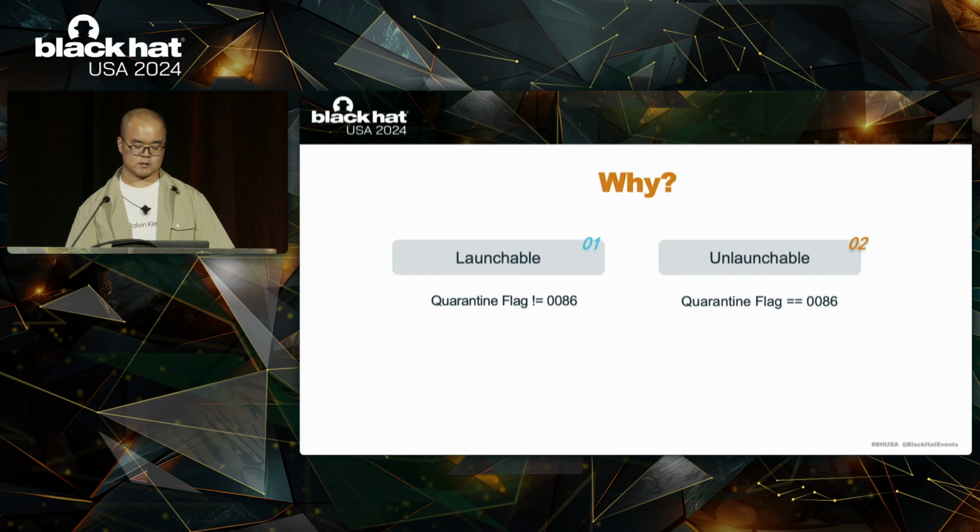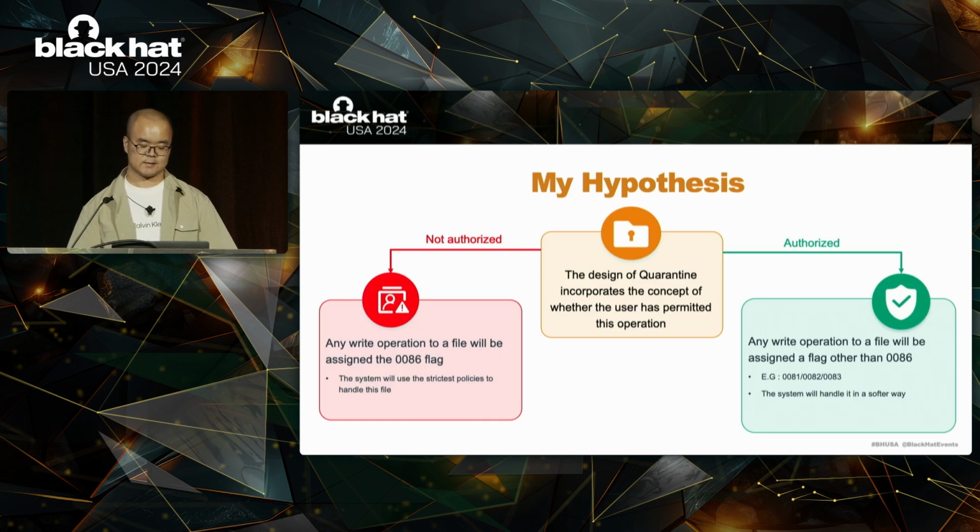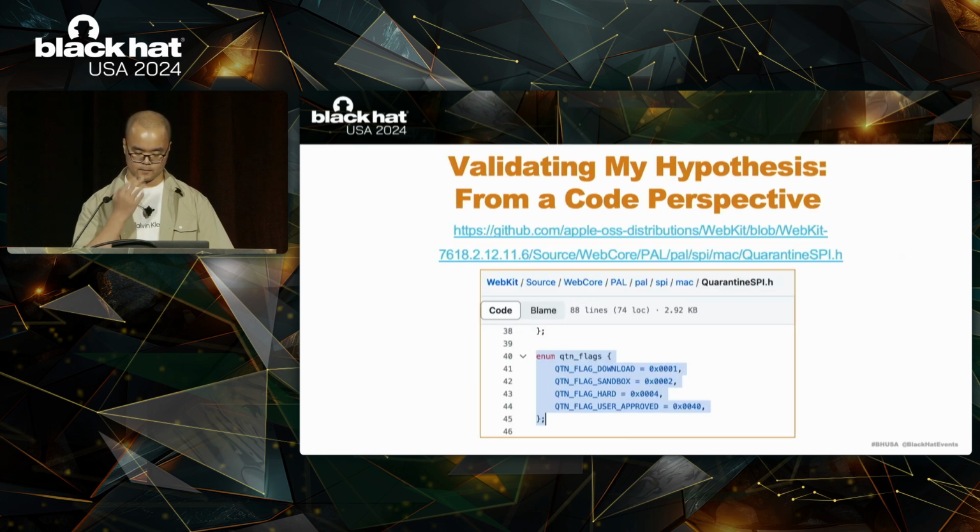If the quarantine flag is not equal to 86, the quarantined app is launchable. I believe the design of quarantine incorporates the concept of whether the user has permitted this operation. If the operation is authorized, any write operation to a file will be assigned a flag other than 86. The system will handle it in a softer way. But if the operation is not authorized, the system will use the strictest policies to handle this file. As we can see here, there are 4 different quarantine flags: download, sandbox, hard, and user approved.